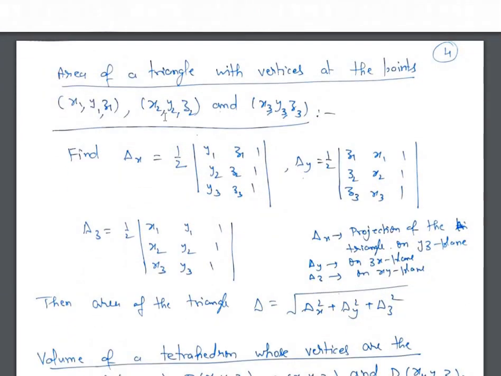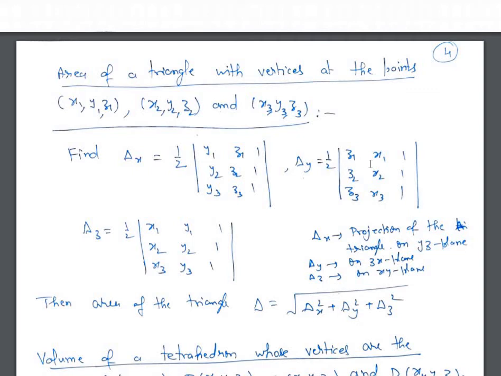Now to find the area of a triangle in 3 dimensions, suppose we have a triangle having vertices at (x1, y1, z1), (x2, y2, z2) and (x3, y3, z3). Then we find these 3 determinants: delta x, delta y, delta z. Delta x is the projection of the triangle on the yz plane. Similarly, delta y is the projection of the triangle on the zx plane, and delta z is the projection of the given triangle on the xy plane. So delta x is given by half the determinant of rows (y1, z1, 1), (y2, z2, 1), (y3, z3, 1).